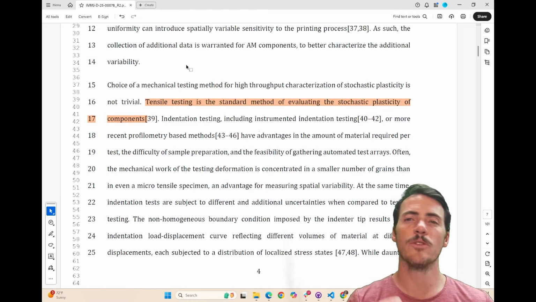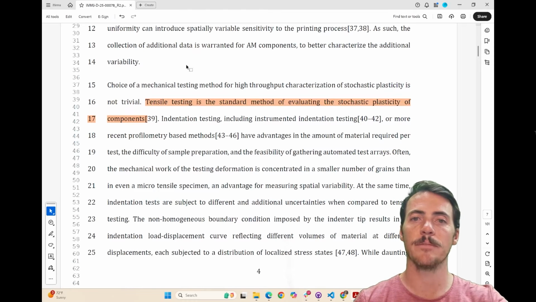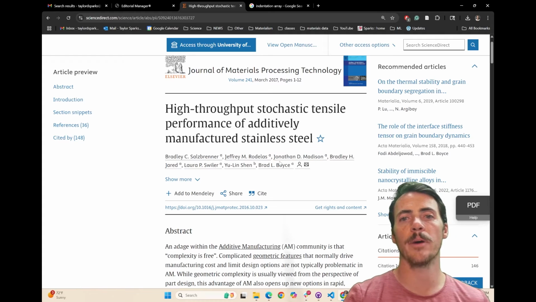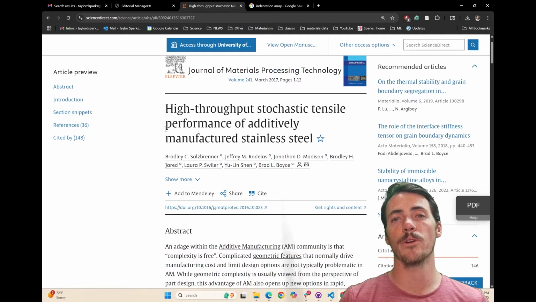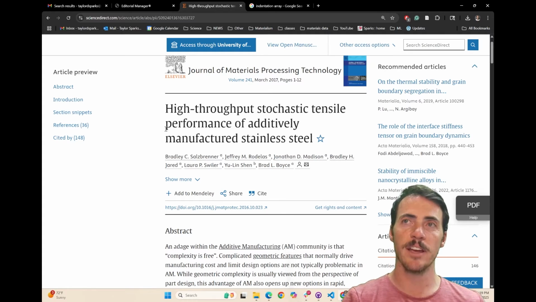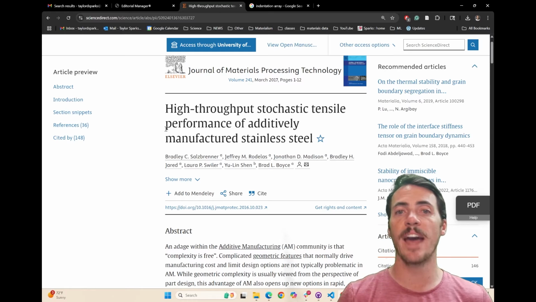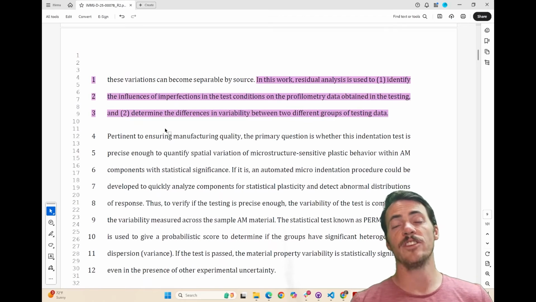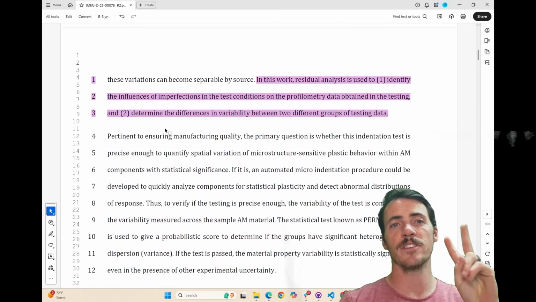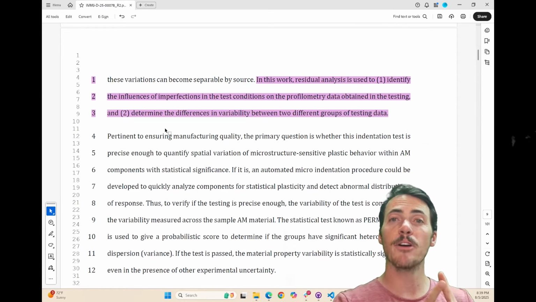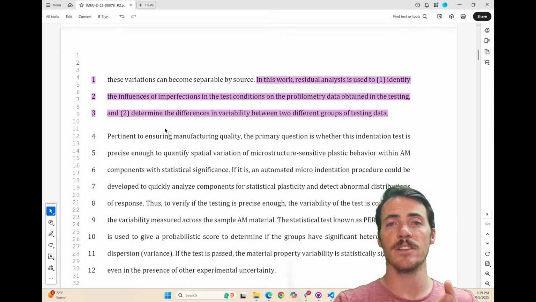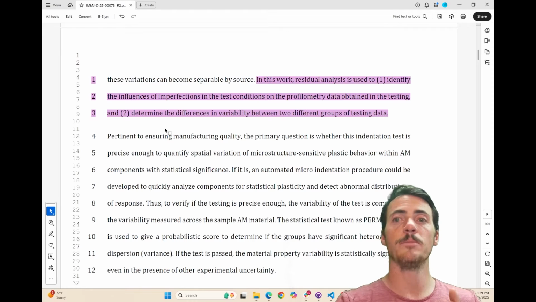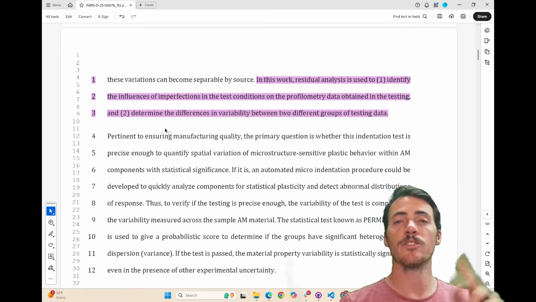So why introduce this notion of stochastic plasticity? Well, this comes from a paper by lead author Brad Boyce and coworkers where they looked at using mechanical tests to actually extract out the stochastic nature of the mechanical properties. The goal of this work is then to use residual analysis to do two things. First off, to identify the influences of imperfections of the test conditions on the profilometry data obtained during testing, and two, to determine the differences in variability between two different groups using test data.